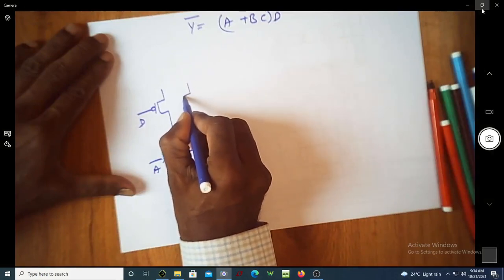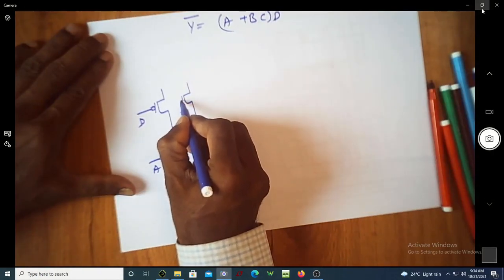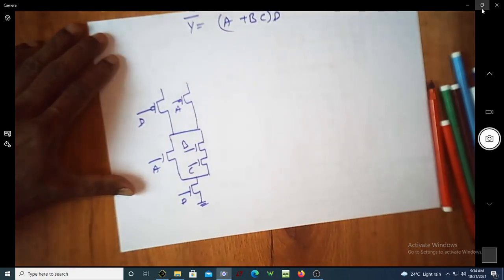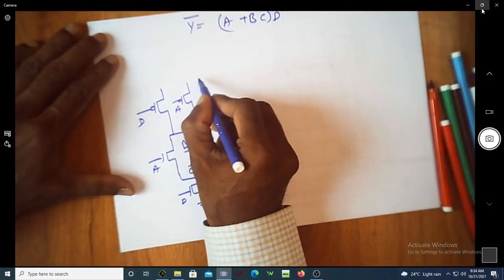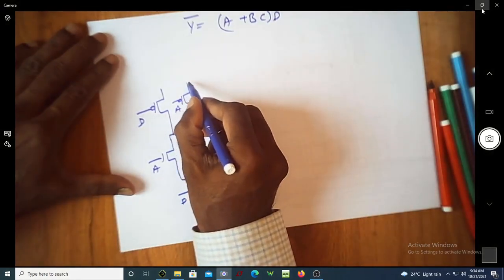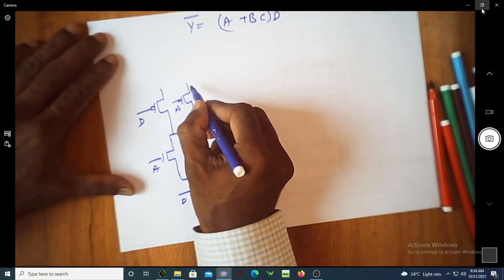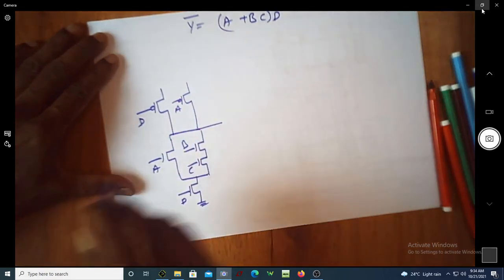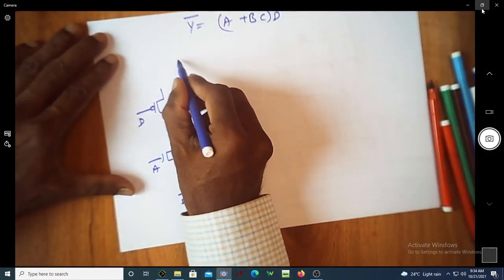It will actually become parallel here. This is A. Then you can think of these two as being in series, they will become parallel, and that parallel combination is now in series with this AB. Okay, let me just put it here.